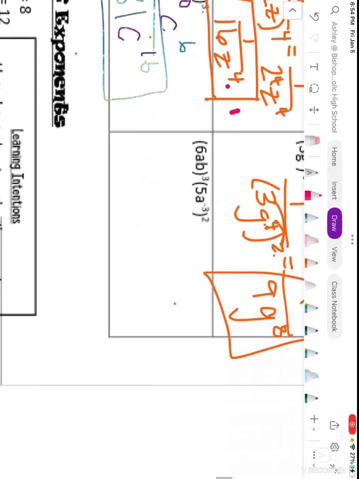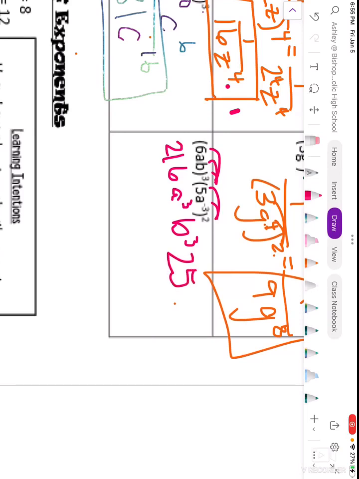Our last one, everything to the 3rd power. So 6 times 6 times 6 is 216. A to the 3rd, b to the 3rd. And then everything in here is squared. 5 squared is 25. This is a power to a power, so we'll multiply a to the negative 6. Now we can multiply these together. 216 times 25 is 5,400.